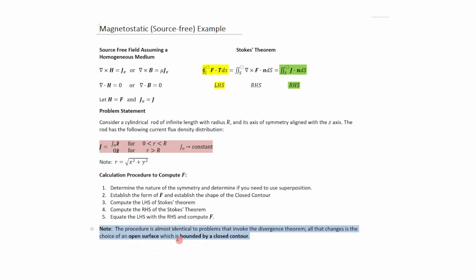Note, the procedure here is almost identical to problems that invoke the divergence theorem. All that changes is the choice of an open surface, which is bounded by a closed contour. So now we're dealing with open surfaces and closed contours, whereas before with the divergence theorem, we were dealing with closed surfaces and bounded volumes.